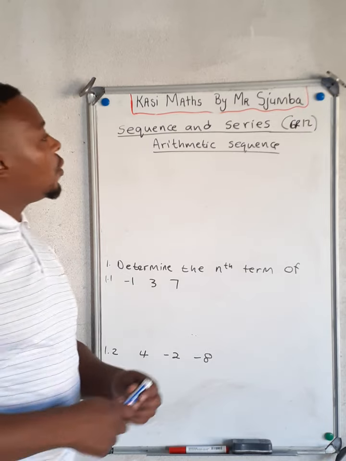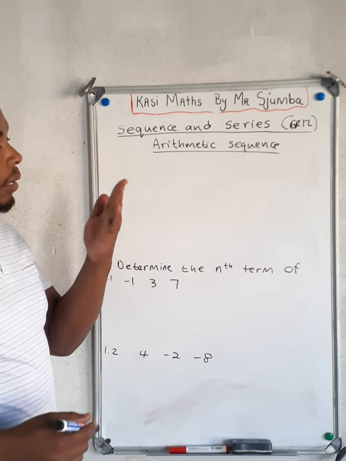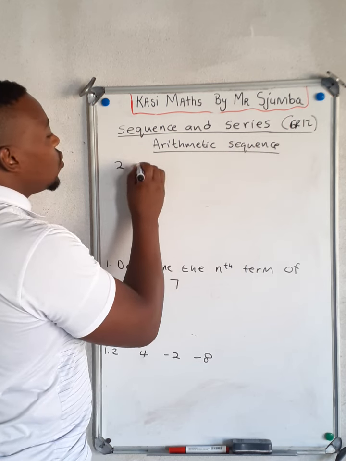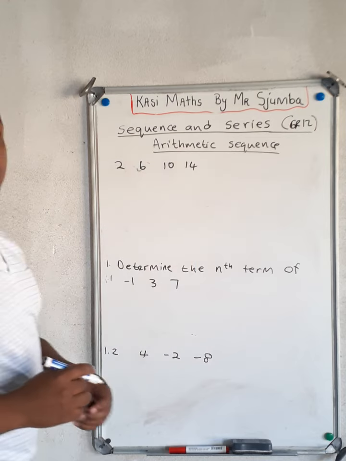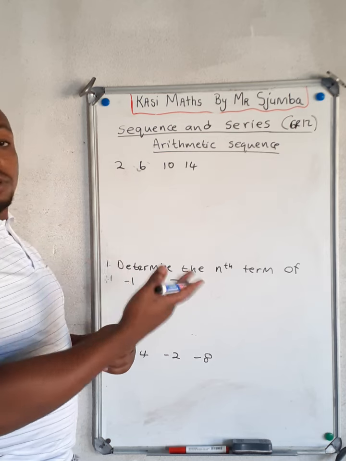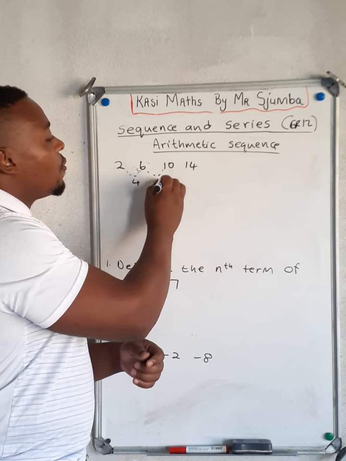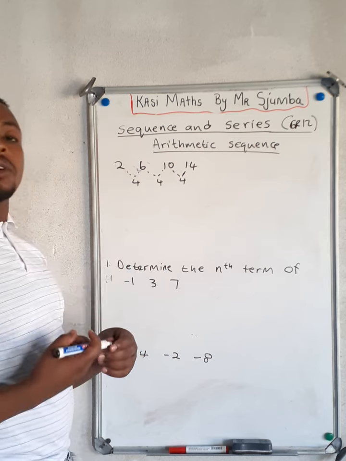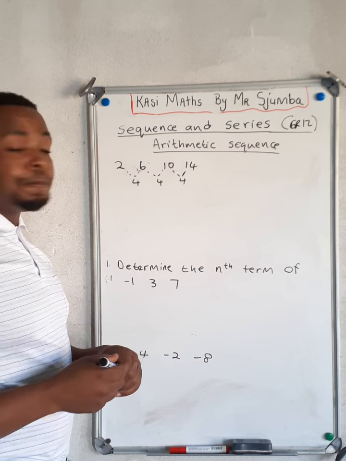In this video, we'll be doing arithmetic sequences and the first difference. So let's say we have 2, 6, 10, 14. The first difference is the answer to all the subtractions. So it's going to be 4, 4, 4. Because the first difference is constant, or common, this is an arithmetic sequence.